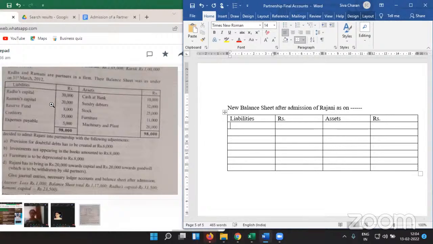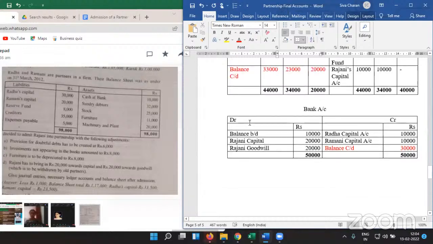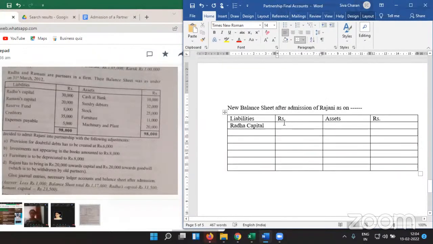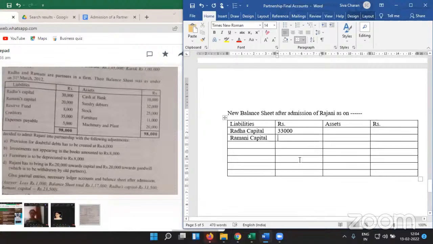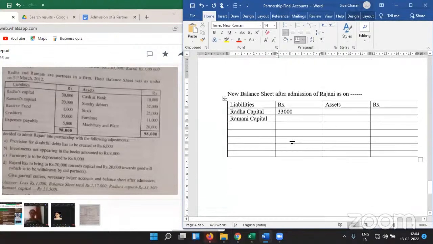Radha and Ramani's capital given in the question balance sheet, do we take it as it is? No, very good, we don't take that. Then what values do we take? From the capital balance. Radha's capital is showing how much? 33,000. Very good. Then Ramani's capital account is showing how much? 23,000. Very good.